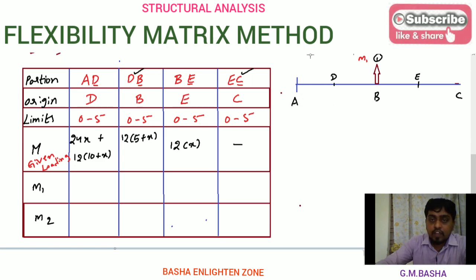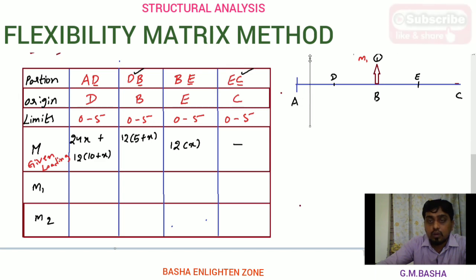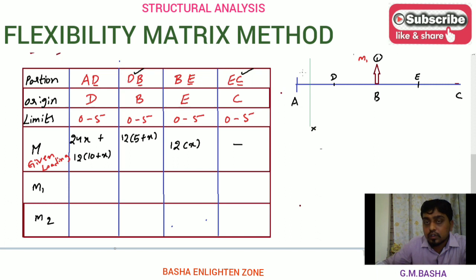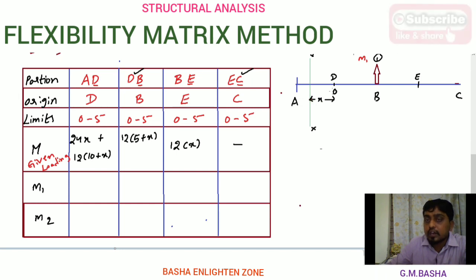See here, in the same way we have to resolve the forces in the particular spans AD, DB, BE and EC. Here there will be the AD portion. Therefore I am considering a section XX at a distance of x from the origin point D. So in the AD portion, D is your origin. From D I am considering a section XX at a distance of x from D, and I am resolving the entire forces coming on the right side.